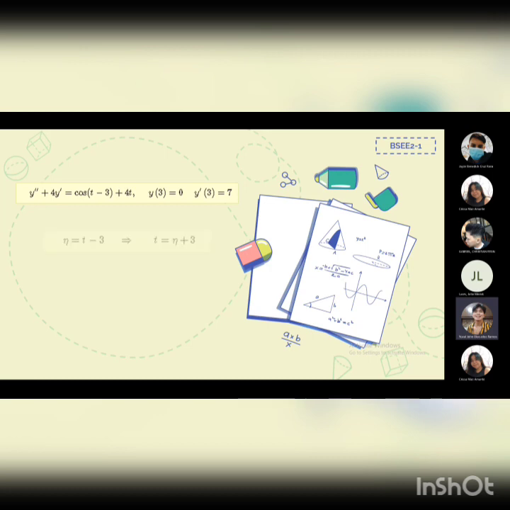So we are going to define n equals t minus 3, or t equals n plus 3. So let's start with the original differential equation: y''(t) + 4y'(t) = cos(t - 3) + 4t. Notice that we put in the t part on the derivatives to make sure that we get things correct here. So next, we will substitute in for t: y''(n + 3) + 4y'(n + 3) = cos(n) + 4(n + 3).